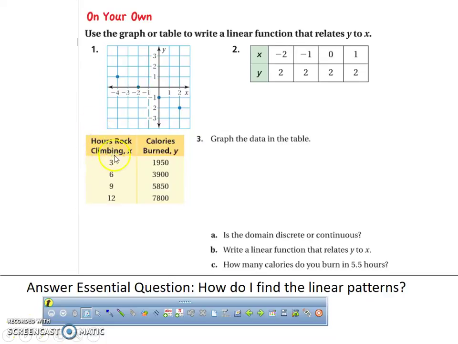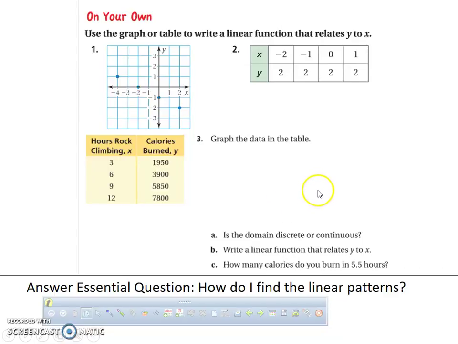The hours, you can climb rocks. You can rock climb for in between 3 to 6 hours, so this one would be continuous. And we're going to talk about more of that later. Okay, so go ahead and write this all, get your linear patterns down, and we're ready to check your answers.